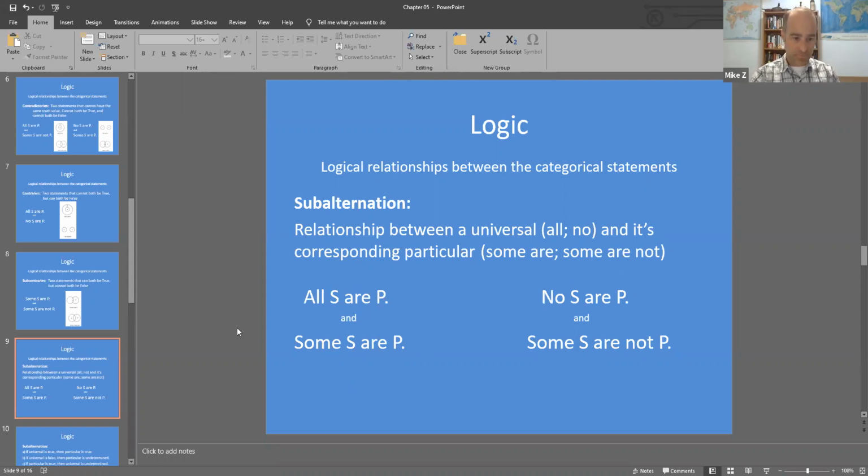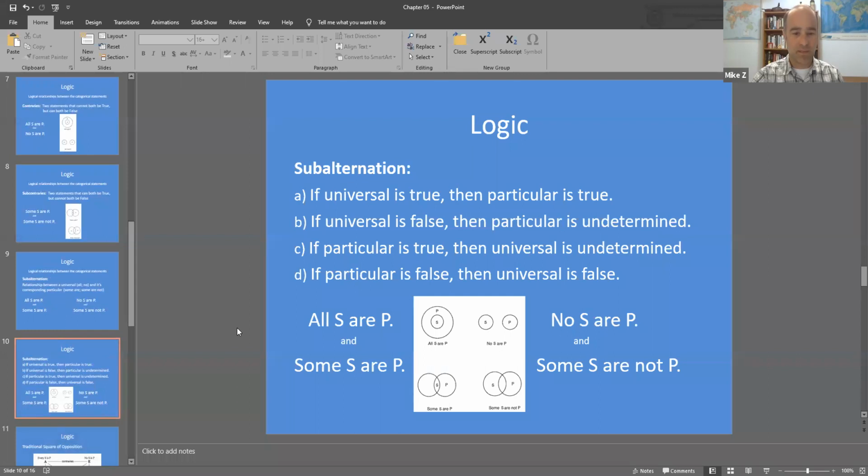So some S's are not P. So what's the relationship between the universal and its corresponding particular? Well, it's a little complicated, right? So we've got all these different options going on. So let's handle them one at a time. And these are true whether we're talking about the positive versions or the negative versions.